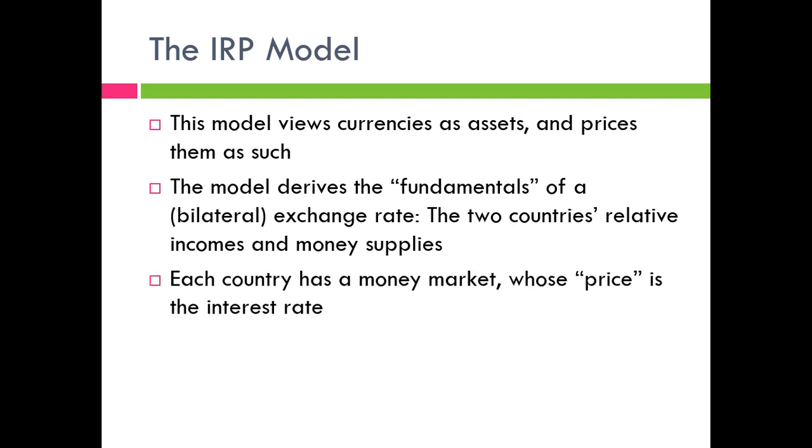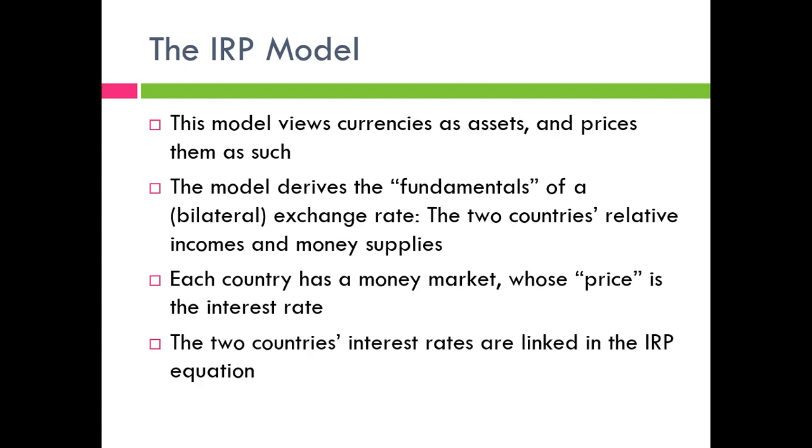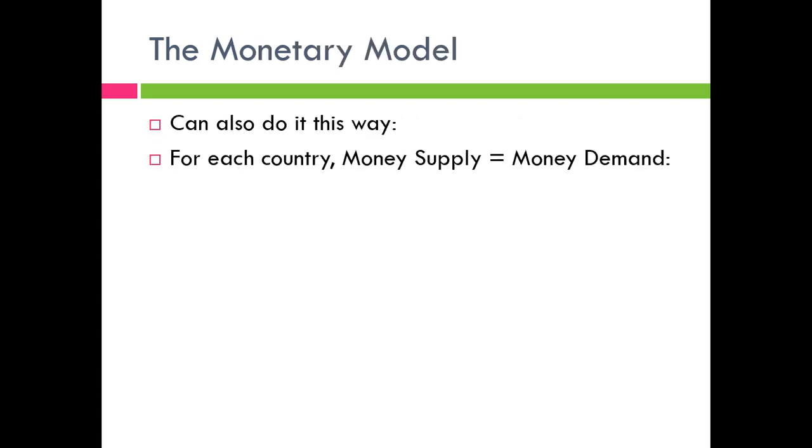All right? And where it comes from is that each country, in general, has a money market where the price is the interest rate. That's the same for the interest rate parity model as well. The IRP equation, which is the percent change in a currency, is equal to the interest rate differential. That differential is the driver of the exchange rate movements, and so it links two countries' money markets through two countries' interest rates. This looks at it a little bit different way.